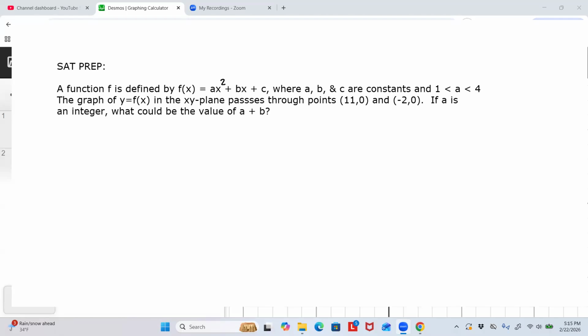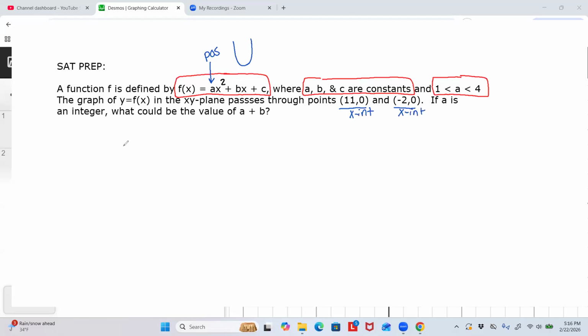We have a quadratic function, ax squared plus bx plus c. We don't know what a, b, and c are, but we know they're constants, so they're just numbers. We know that a is between 1 and 4, not including 1 and not including 4. We are also told that if you graph it, it hits the points (11, 0) and (-2, 0). Since a is between 1 and 4, it's positive, so we have an upward opening quadratic, and these would be our two x-intercepts.